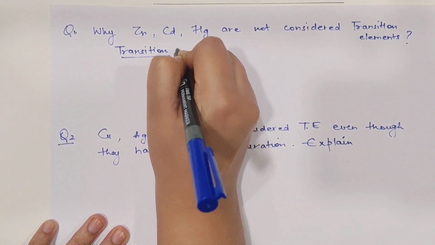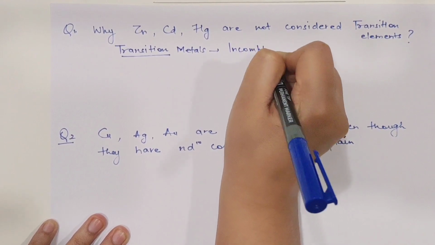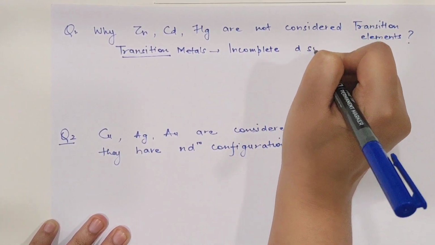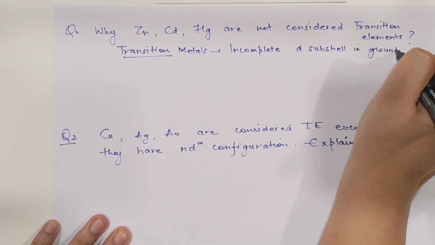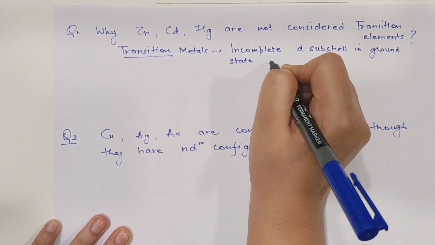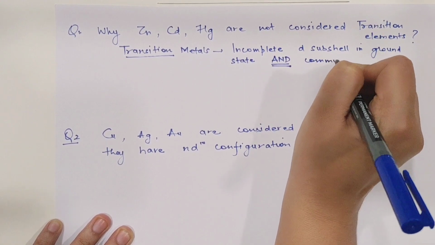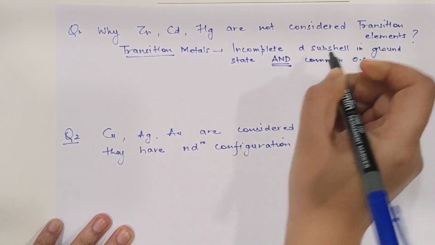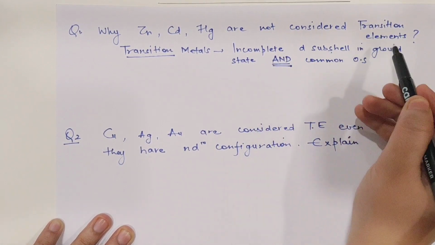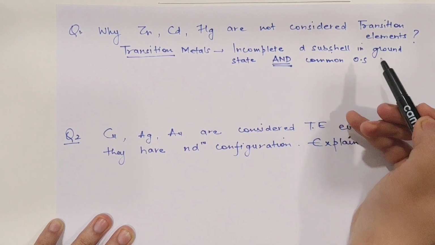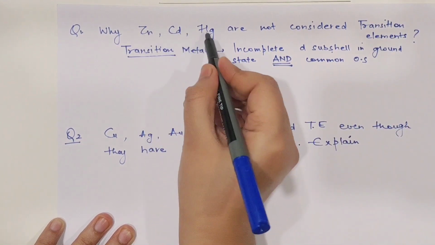Transition elements or metals are the ones which have incomplete D subshell in ground state and their common oxidation state. It's "and", that means they have to have incomplete D subshell in ground state and common oxidation states both, not either one of them, both. All right, now let's talk about these three elements.